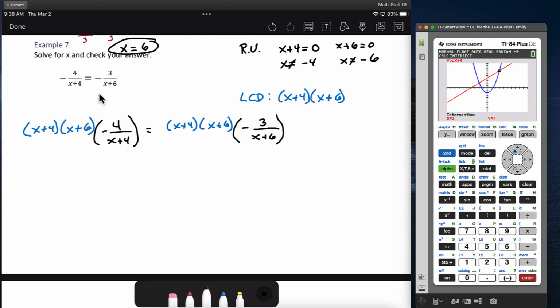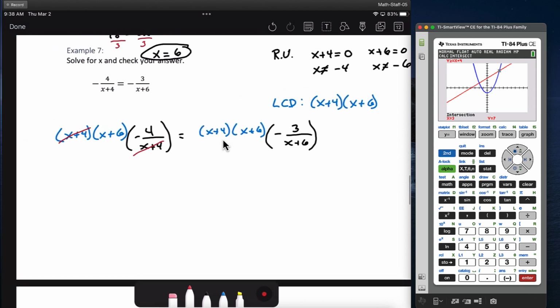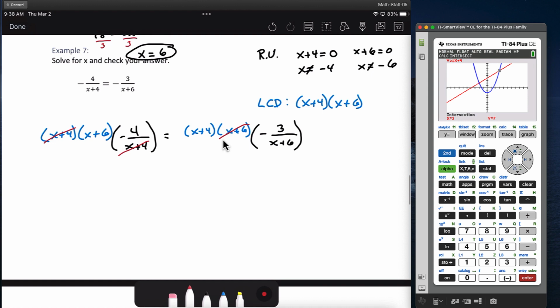And from here, we can go through and see if any of those cancel. On the left side, notice that the numerator and denominator have x plus 4 in common. So that x plus 4 is going to reduce out or cancel when we multiply. On the right side, notice that the numerator and denominator have x plus 6 in common. So those will cancel. Now we go through and clean this up and multiply.